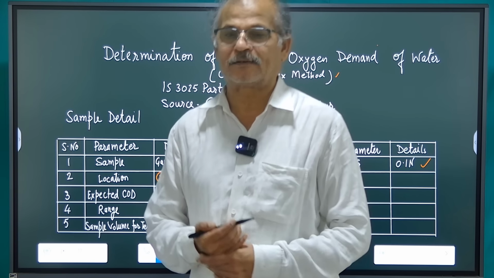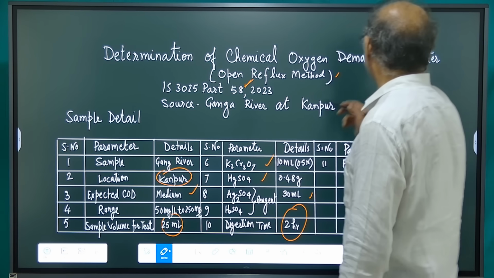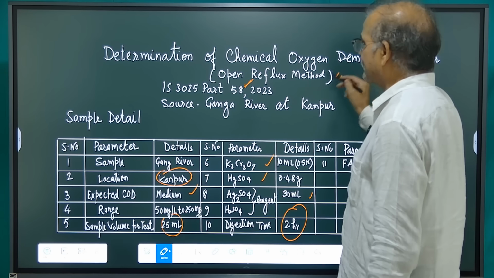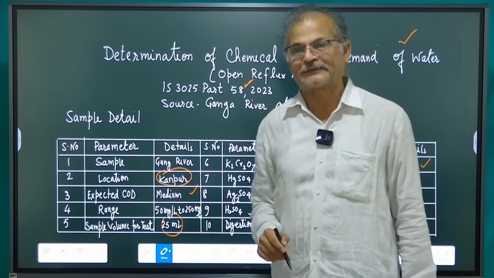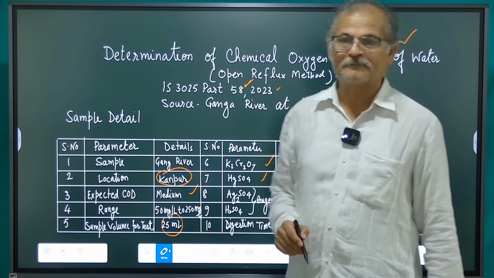Today in this lecture, we will be studying the determination of chemical oxygen demand of water. The test method is the Open Reflux Method, and the IS code used for this test is IS 3025 Part 58 2023.